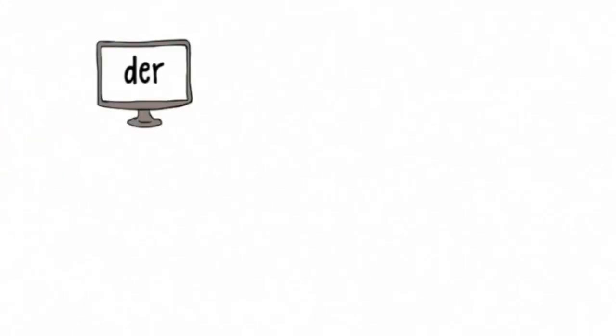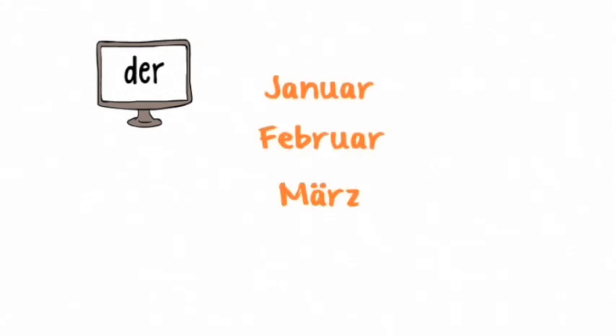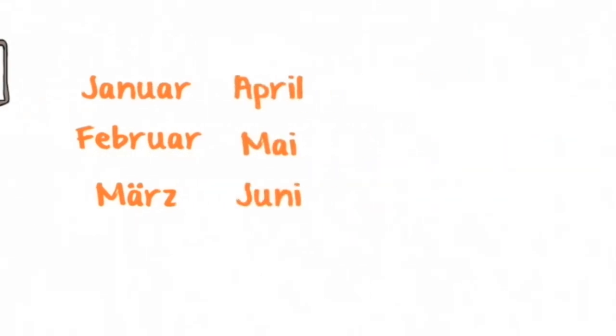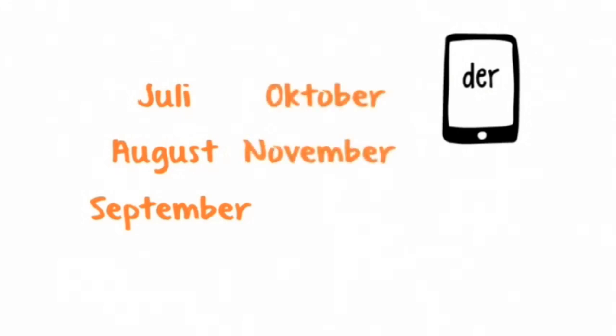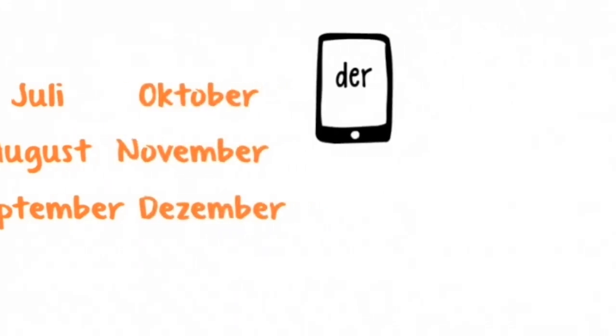Now let's repeat the months one more time. Januar, Februar, März, April, Mai, Juni. Juli, August, September, Oktober, November, Dezember.